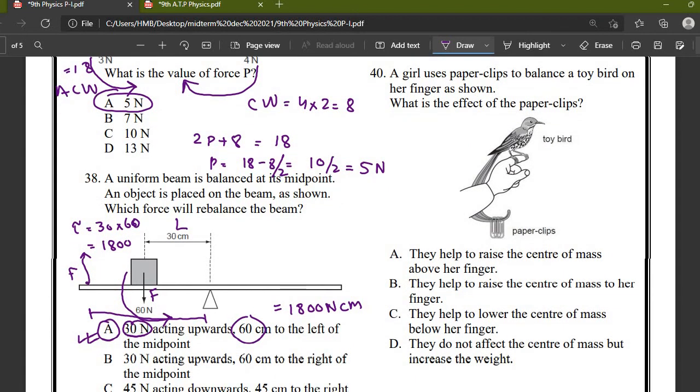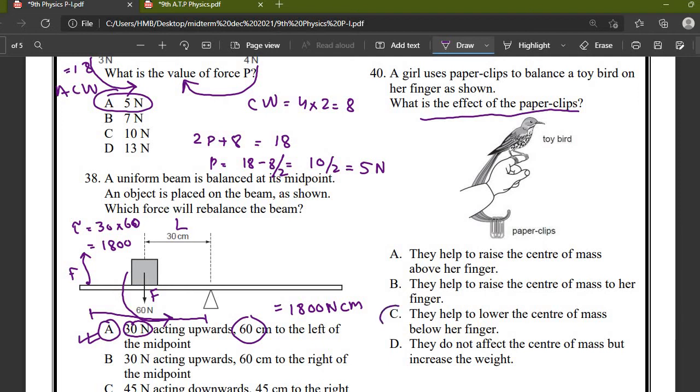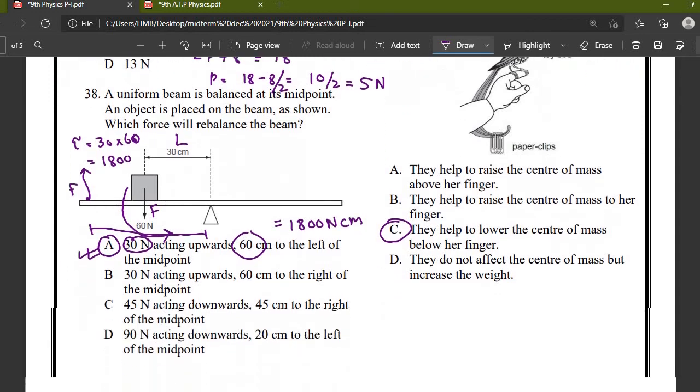A girl uses a paper clip to balance a toy bird on her finger as shown. What is the effect of this clip? So as we know, adding mass at the lower side of this toy will lower the position of the center of gravity or center of mass. So option C will be the right answer. It will help to lower the center of mass below her finger. So option C is the right answer.